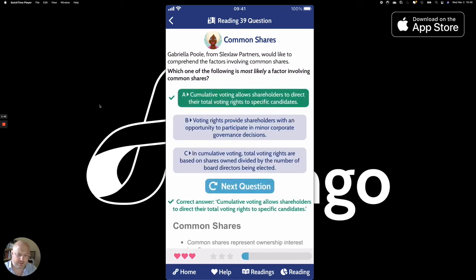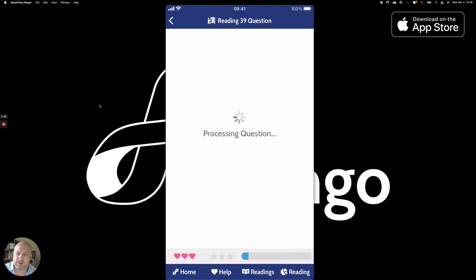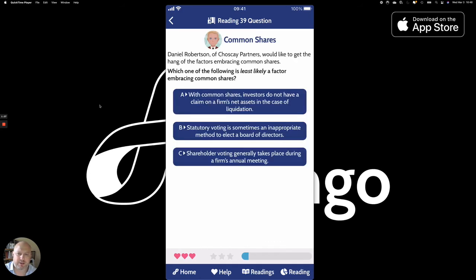So notice the little blue bar is moving along the bottom there. And when you get to the end, you get a star. Okay, so it kind of gamifies it. Okay, you can just keep going until you get all of these particular questions done. Let's just do one more for a bit of fun. Daniel Robinson of Chosuke Partners would like to get the hang of factors embracing common shares. Which of the following is least likely? RTFQ, read the full question. Embracing common shares. All right, least likely a factor.